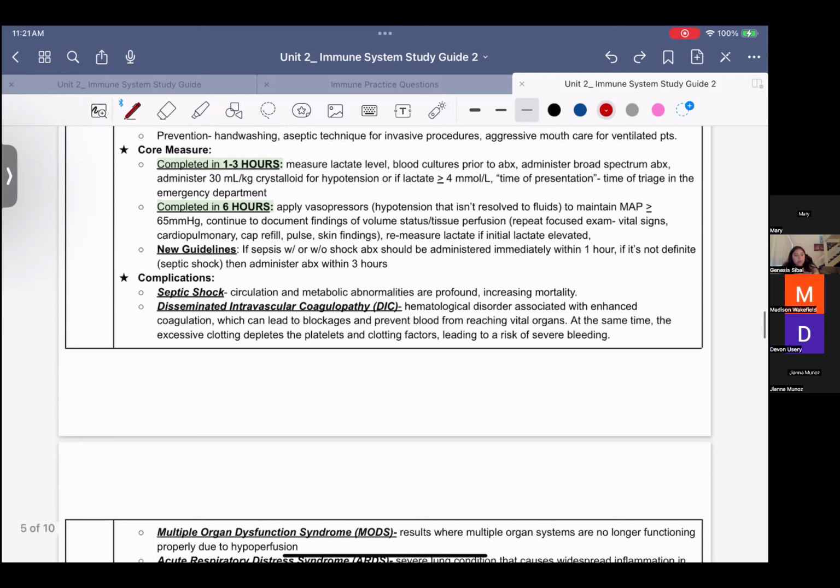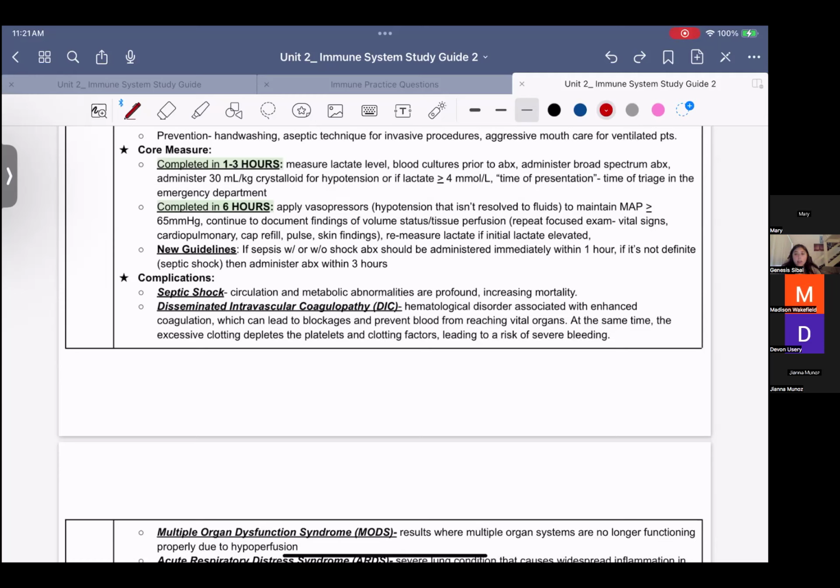So for core measures, she might ask this because I feel like you should know this. It's completed in 1 to 3 hours, and don't feel bad if I say things like, "Oh, you should know this," because I still have to sometimes look back and be like, "Oh yeah, that's right." So just make sure you're looking at it. So completed in 1 to 3 hours, and then completed in 6 hours. But really, we're just doing this as a whole when a person comes in with sepsis.